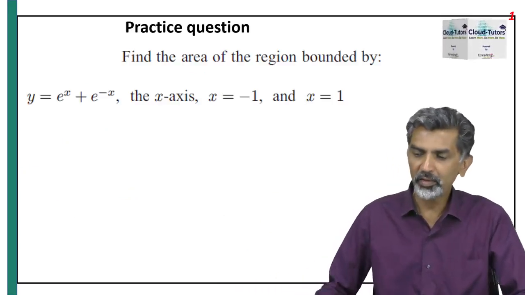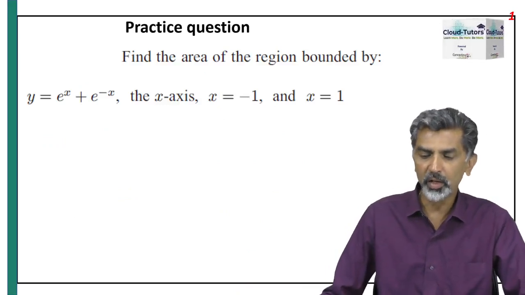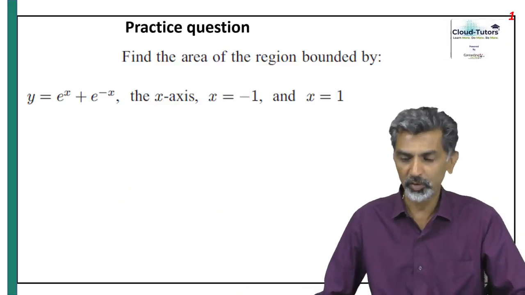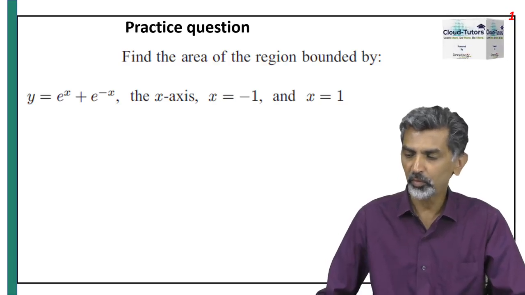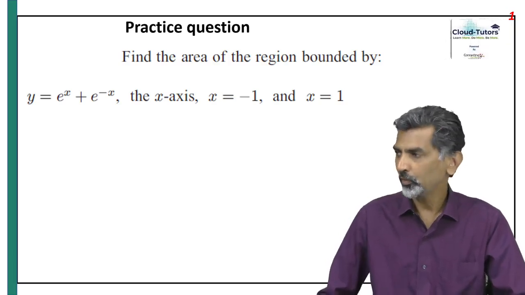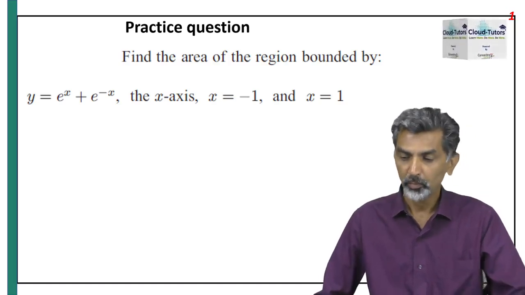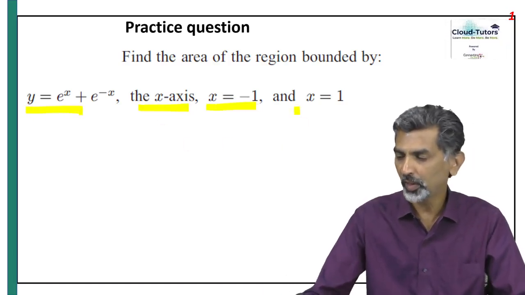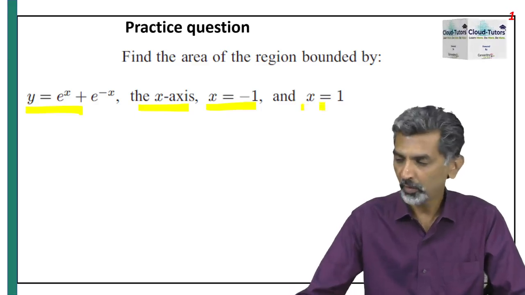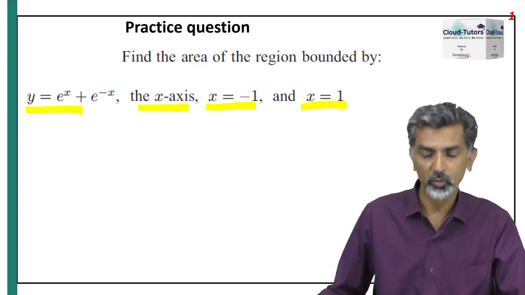Next question is, find the area of the region bounded by y is equal to e to the power of x plus e to the power of negative x, the x-axis, x is equal to -1, and x is equal to 1. So there are multiple boundaries. There is this function, there is the x-axis, there is the vertical line x is equal to -1, and the vertical line x is equal to +1.